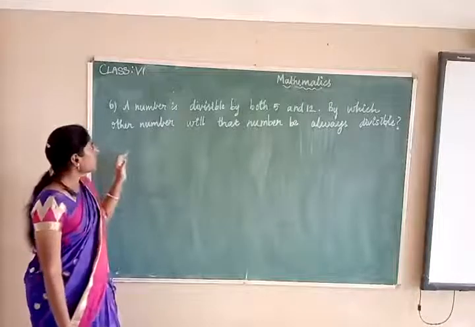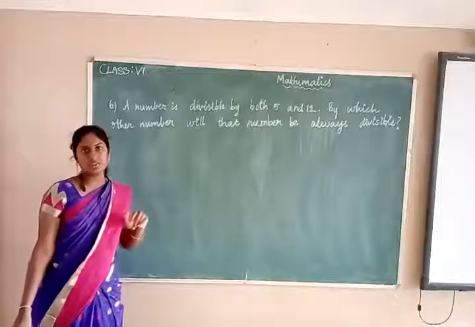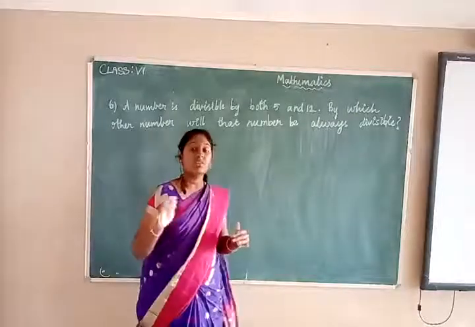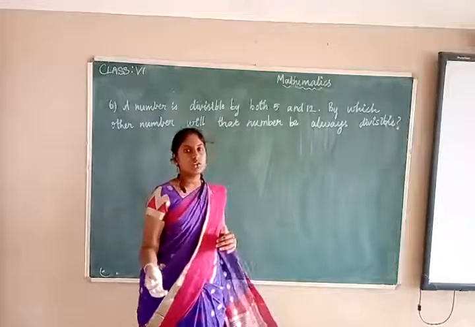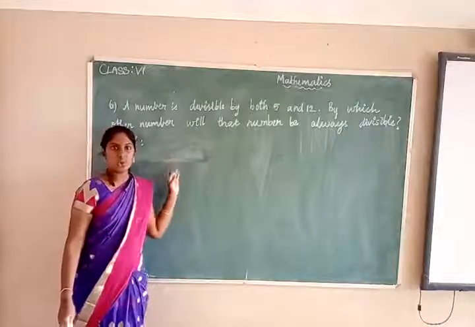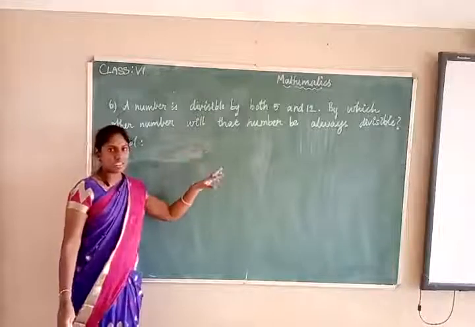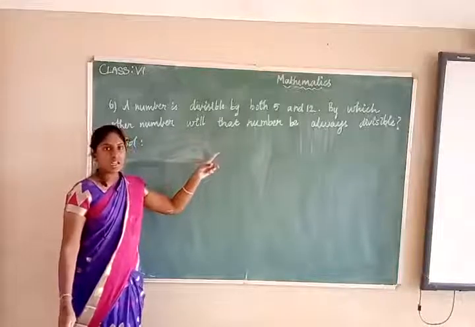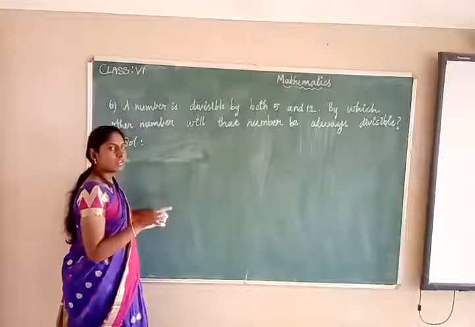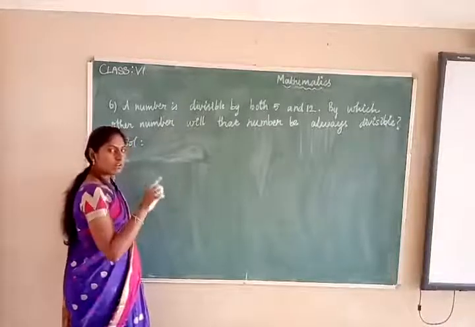A number is divisible by both 5 and 12. By which other number will that number always be divisible? That is the question. We know that 5 and 12 are co-primes. Yes or no? They don't have any common factors. 5 has only 1 and 5 as factors, but 12 has more factors. It is a composite number. It does not have 5 as its factor. So only 1 will be the common factor of both of them.